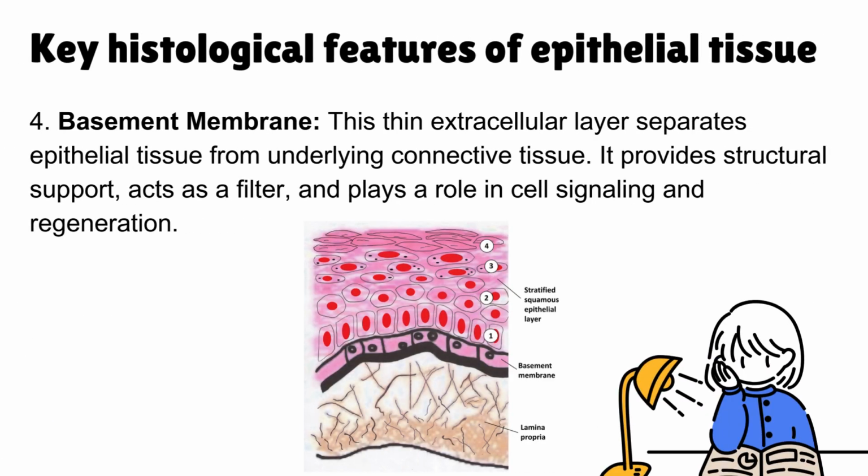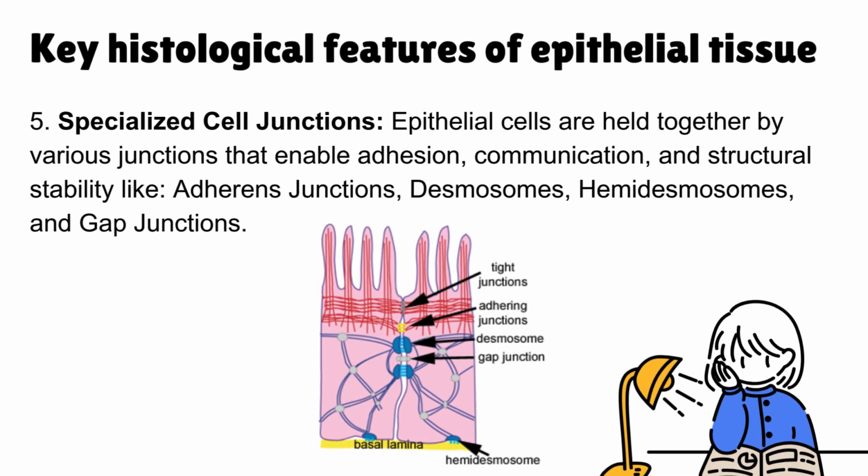The basement membrane is a thin extracellular layer that separates the epithelium from underlying connective tissue. It provides structural support, filtration, and plays a role in cell signaling and regeneration. Epithelial cells are held together by specialized cell junctions, which enable adhesion, communication, and structural stability. These include adherens junctions, desmosomes, hemidesmosomes, and gap junctions.